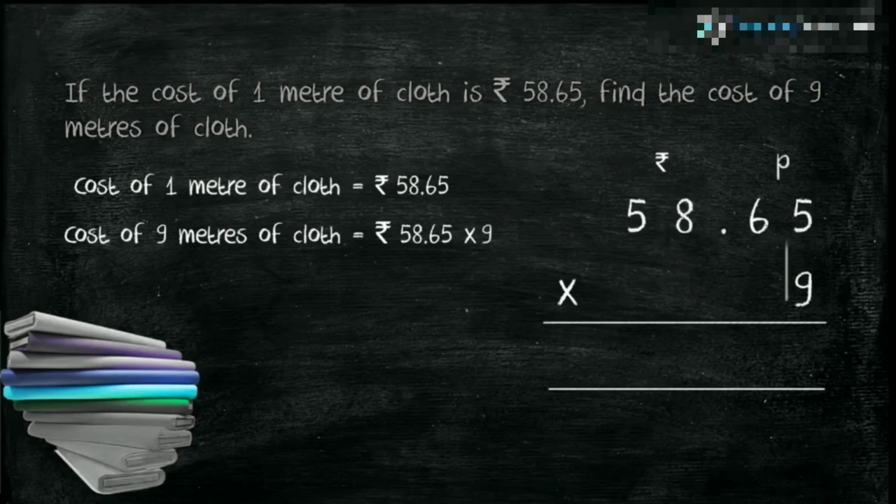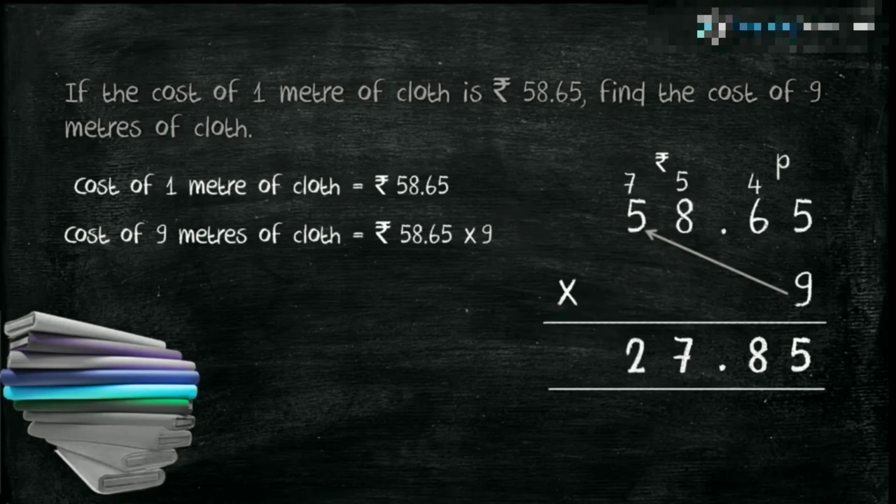So let's multiply them. 9 into 5 equals 45. Carry 4. 9 into 6 equals 54 plus 4 equals 58. Carry 5. Now put the decimal in the answer. Next, 9 into 8 equals 72 plus carry 5 equals 77. Carry 7 and 9 into 5 equals 45 plus carry 7 equals 52.